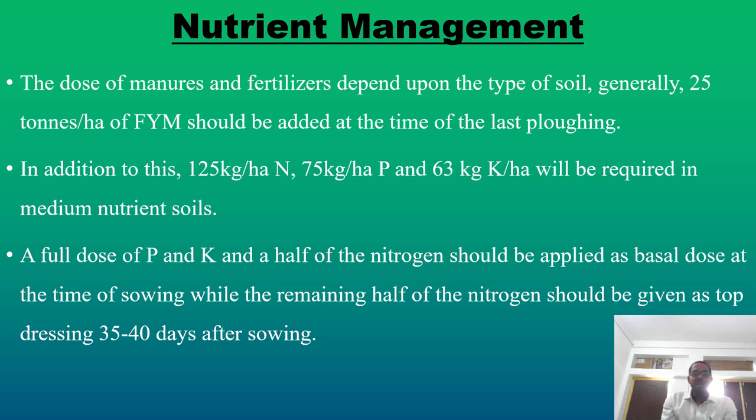The dose may be applied such that half the nitrogen and the full phosphorus and potash should be applied at the time of field preparation, and the remaining 50% of nitrogen should be applied in two split doses. The first dose is applied after 30 to 40 days, and the second dose of nitrogen is applied at 45 to 60 days.